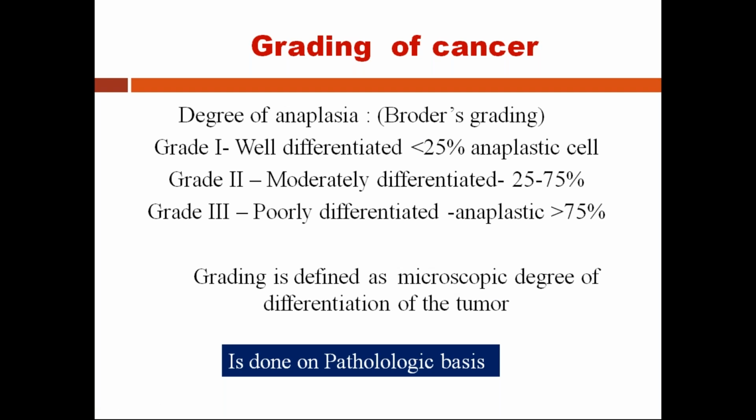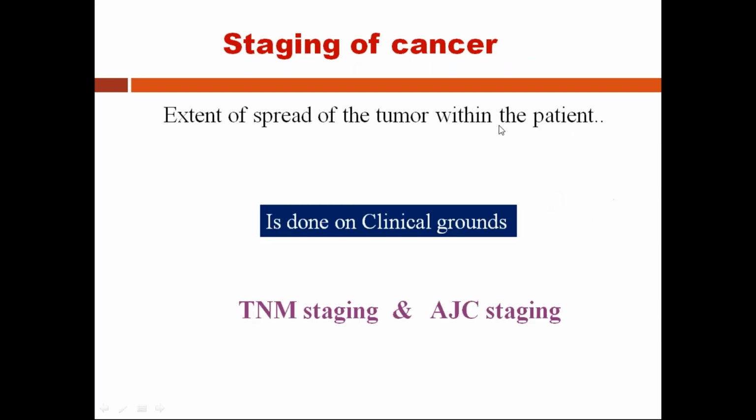eye. So it is done on pathology. It's done by a pathologist. So on pathology basis only this grading can be done. But staging can be done by a clinician. So it tells the extent of the tumor within the patient. So there are two types of staging, TNM staging and another staging.